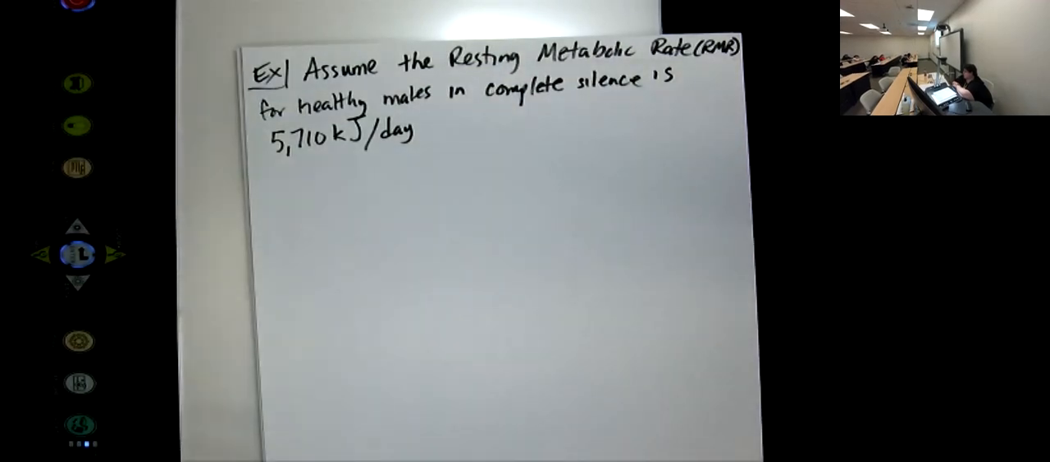How much energy are you burning if you're just chilling and dead quiet, not doing anything all day long? That's a lot of inactivity. They must have done this for time periods and just calculated what it would be for a full day. No one wants to just lay there and do nothing for 24 hours.